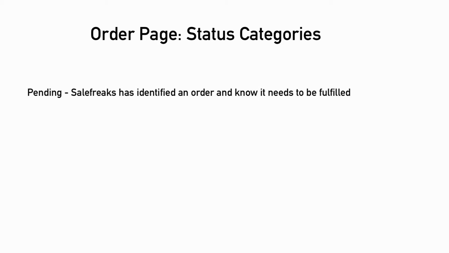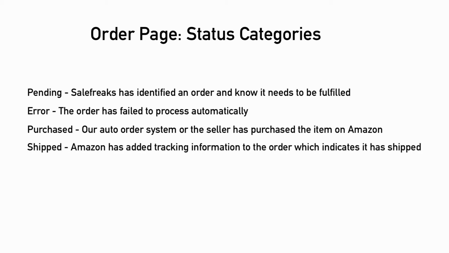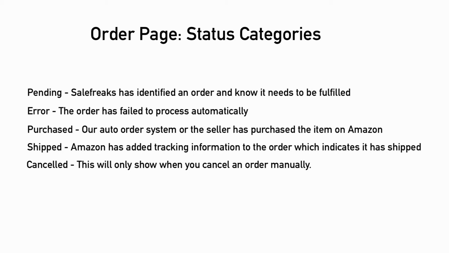There are 5 types of statuses on the order page. Pending. Salefreaks has identified an order and knows it needs to be fulfilled. Error. The order has failed to process automatically. Purchased. Our auto order system or the seller has purchased the item on Amazon. Shipped. Amazon has added tracking information to the order which indicates it has been shipped. Cancelled. This will only show when you cancel an order manually.